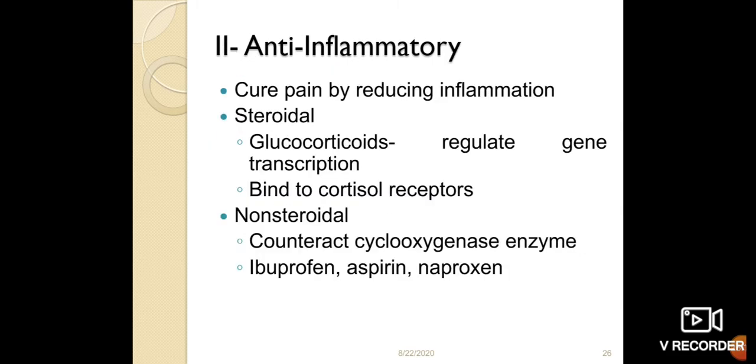The other approach is using anti-inflammatory drugs. So the first approach is giving immunosuppressants. The second approach is giving anti-inflammatory drugs. They can help in curing pain by reducing inflammation. Also, the groups are mostly steroids like corticosteroids, and the other group is non-steroids, like those affecting the cyclooxygenase enzyme, like ibuprofen, aspirin, and naproxen.